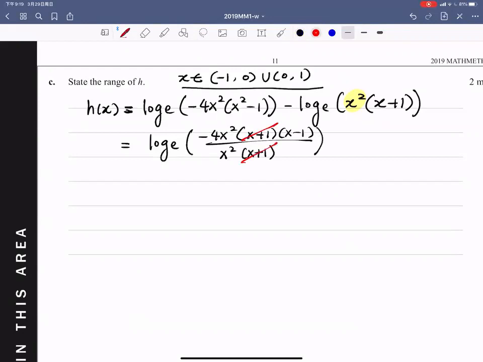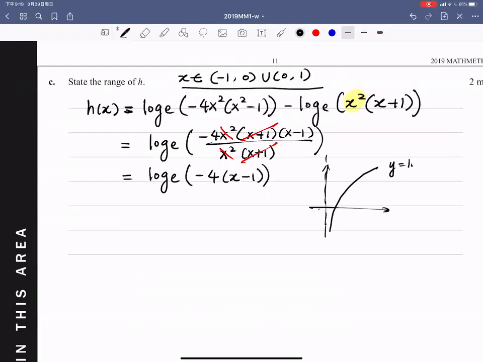Therefore, these two terms can be canceled out. These two terms can be canceled out. What we end up with is log e of minus 4 times x minus 1. So this is a simple linear transformation of a logarithmic function with natural number as base. Let's look at the diagram. Initially, the logarithmic function has shape like this. That's y equals natural log x. With this -4 here, you are actually reflecting the original function around.